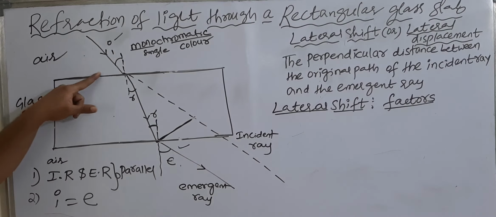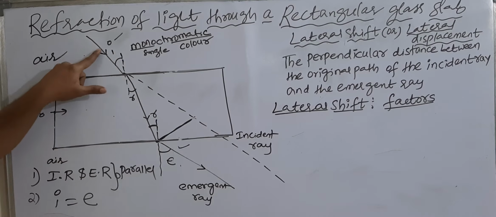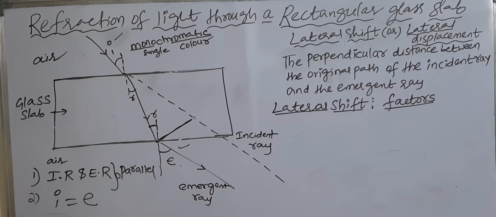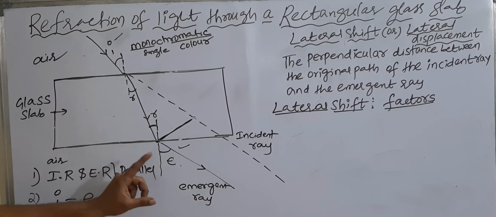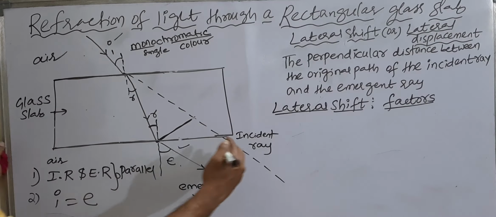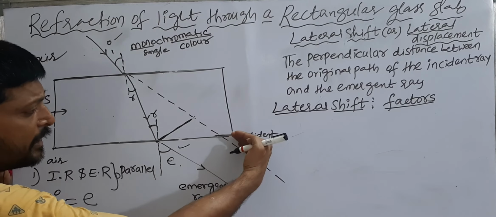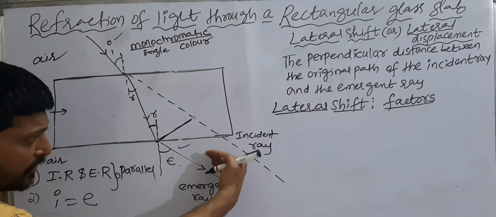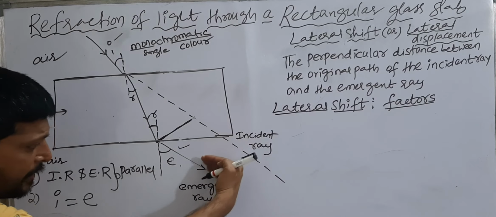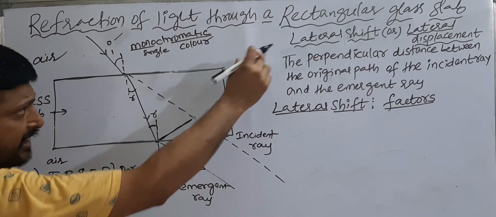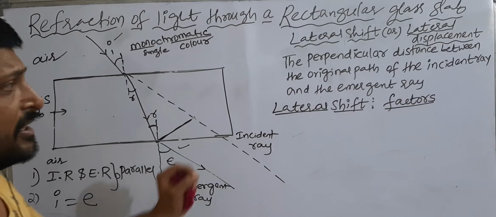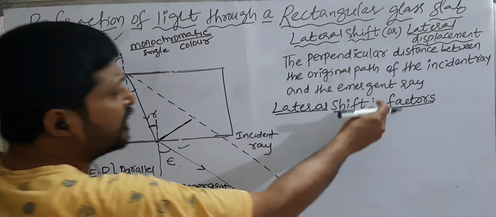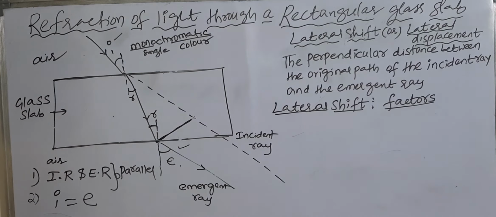So here, if refracting surfaces are parallel, incident ray and emergent ray are also parallel. Then I is equal to E. Then see here, the light ray is shifting parallel to the incident ray. This shift we can call lateral shift. The lateral shift depends on which factors?